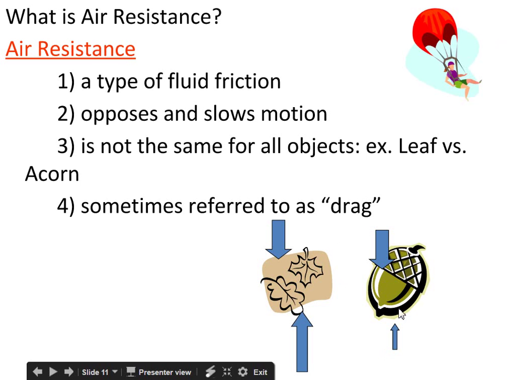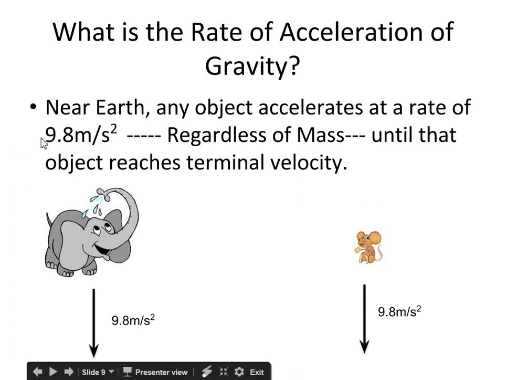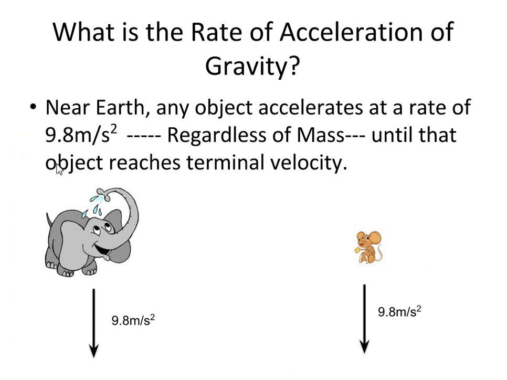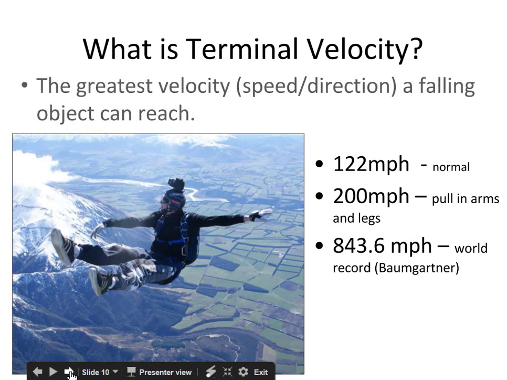Okay, so let's go back to that 9.8 really quickly. This 9.8 right here is a constant: 9.8 meters per second squared. Anytime you have a problem and they say something's falling towards Earth, and they don't give you a number, they're talking about this rate of acceleration right here, 9.8 meters per second squared. So don't let that confuse you.